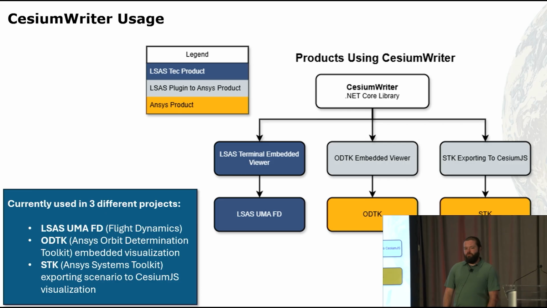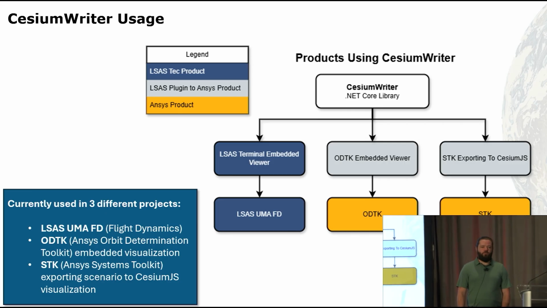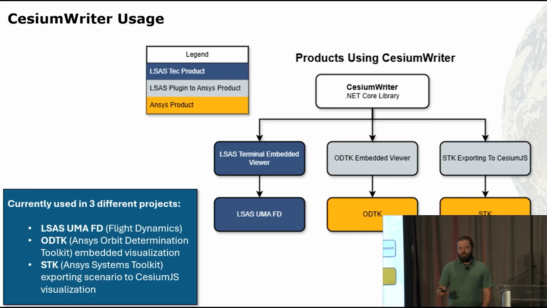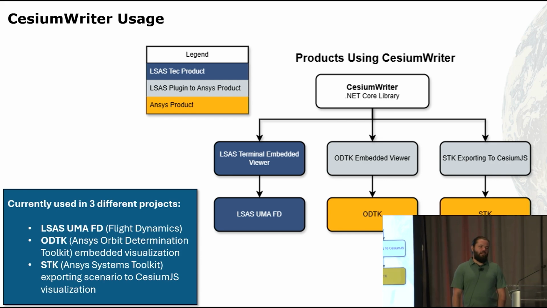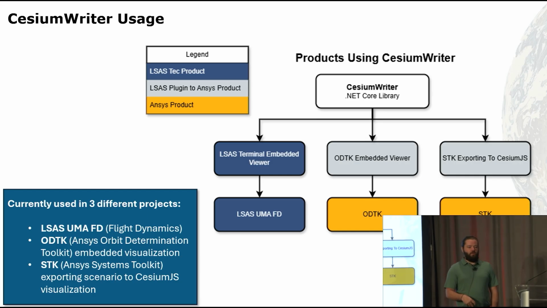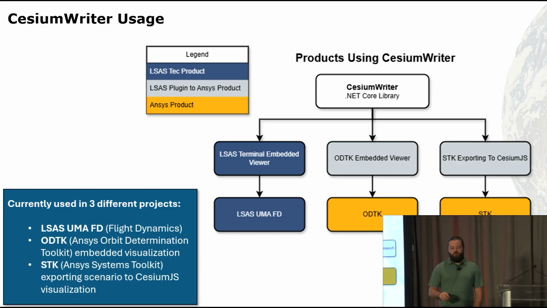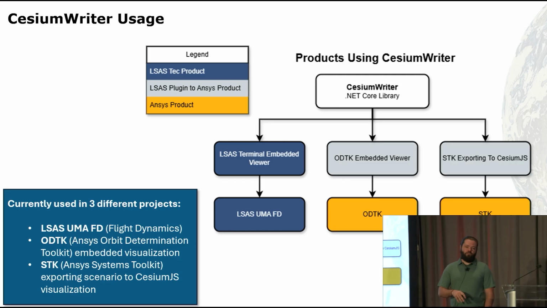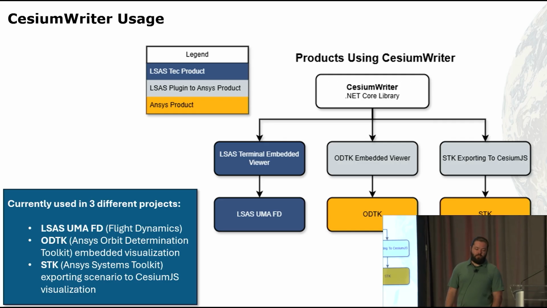In ODTK, we've created an embedded visualization tool. So most orbit determination tools, including ODTK, don't really have any visualization. It's all just looking at graphs and looking at a bunch of reports. So we've built a tool that has a built-in visualization. You click a button, you can see where your satellite's at, what your confidence of where it's at is.